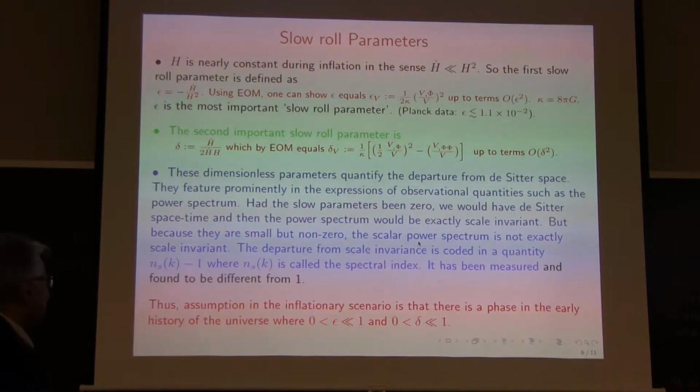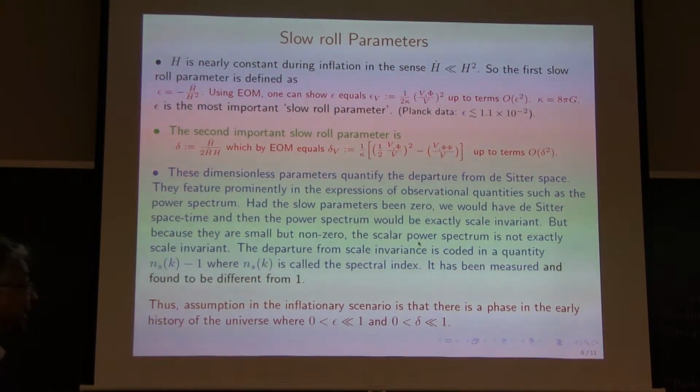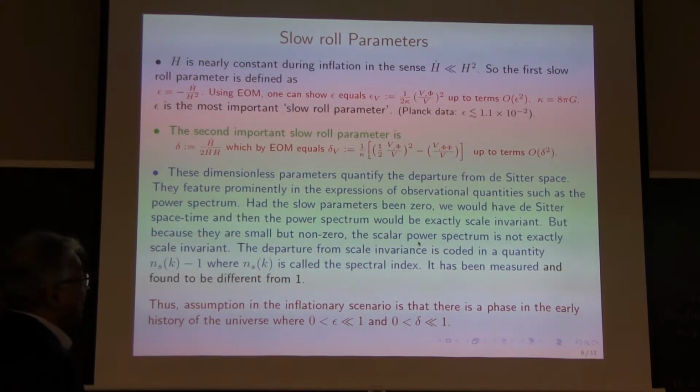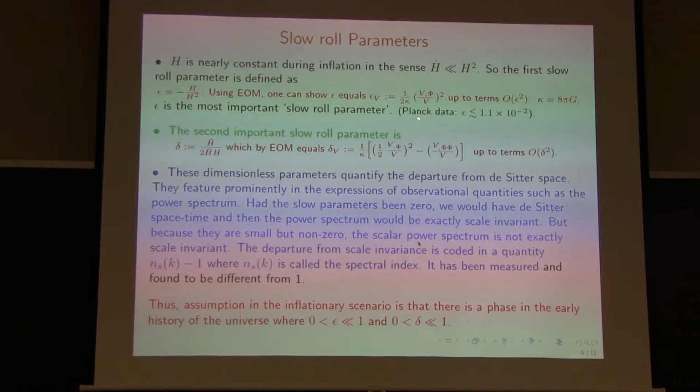Using equations of motion, one can show that this epsilon, which is defined just in terms of geometry, can also be related to what the scalar field is doing. Up to terms of the order of epsilon squared, the statement is that you can take epsilon sub V, which I just define to be the derivative of the potential with respect to the scalar field upon the potential, whole squared, and these two are equal to each other up to terms of the order of epsilon squared. Planck data says that epsilon is less than about 10 to the minus 2, so we're ignoring terms of the order of 10 to the minus 4 in this case.